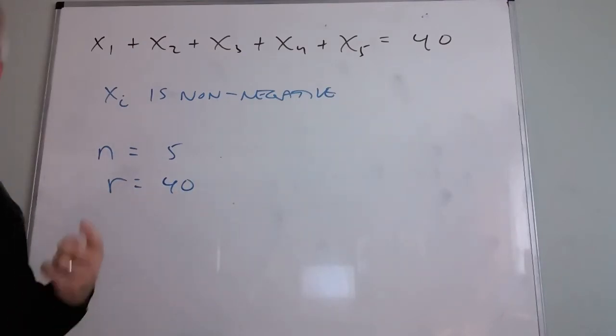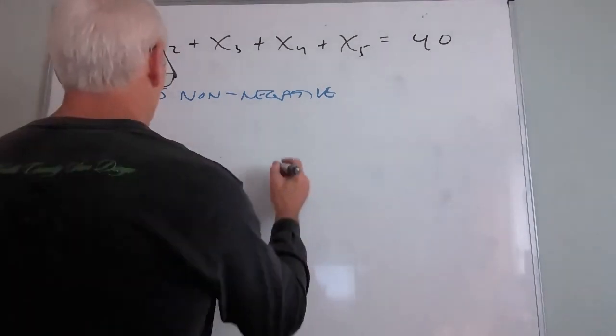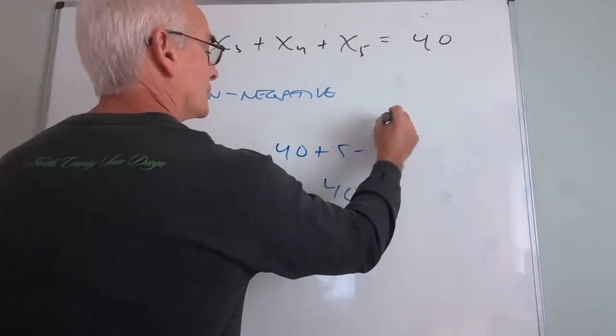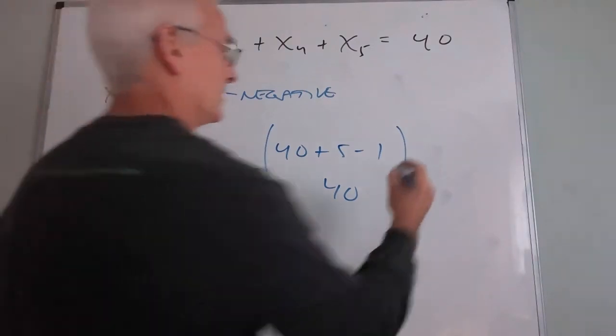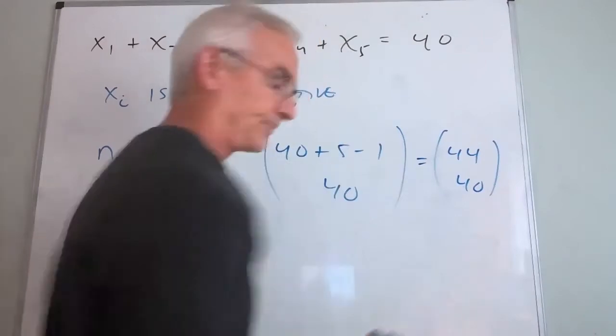Why does that matter? Because the formula depends on how to get these right. So the answer to this question is 40 plus 5 minus 1, choose 40, which is large, but not that large. So this is 44 choose 40.